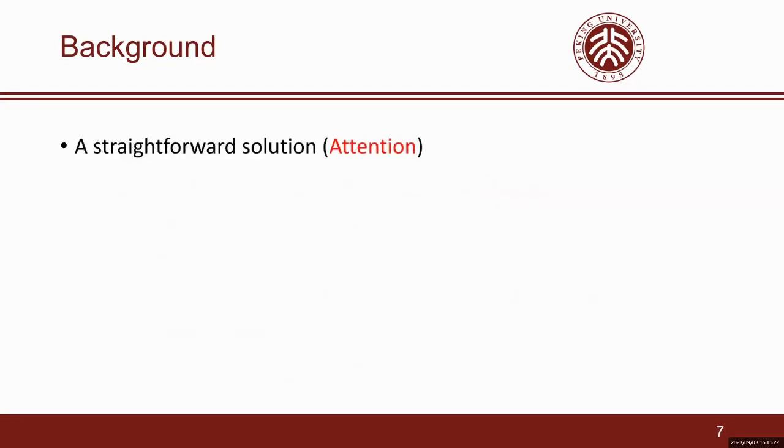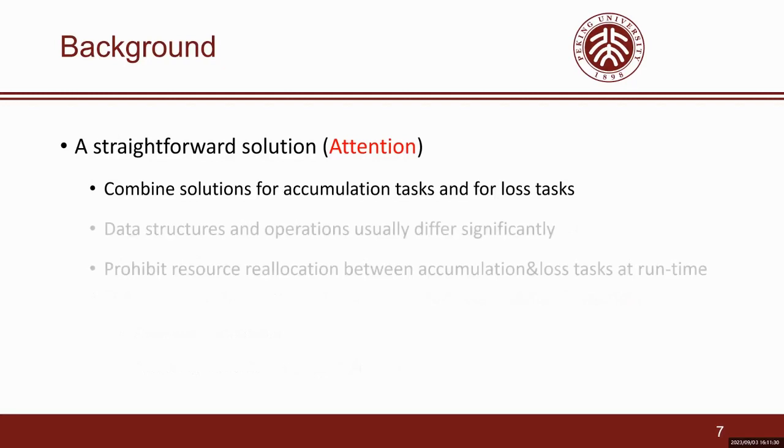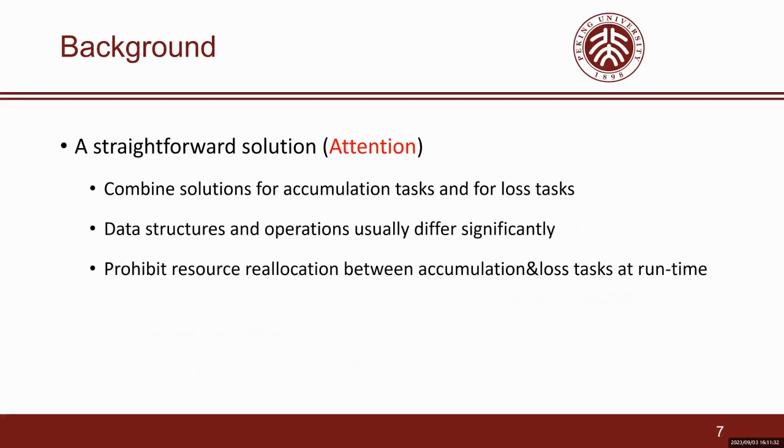A straightforward solution to achieve both versatility and efficiency is to combine solutions for accumulation tasks and for loss tasks. However, the straightforward solution cannot meet the attention requirement. The reason behind is that the data structures and operations of solutions for the two kinds of tasks usually differ significantly, which prohibits flexible memory reallocation between accumulation tasks and loss tasks at the runtime.